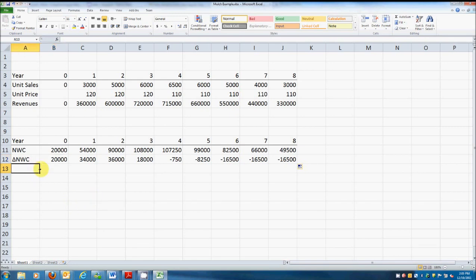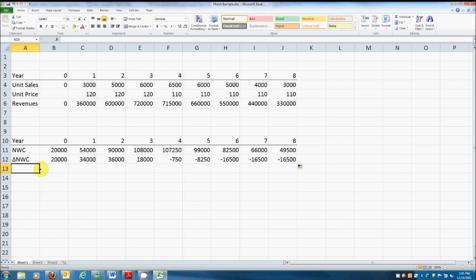Now here's the way I want you to think of net working capital. If the balance of net working capital goes up, then that's actually cash out of your pocket. Net working capital, think of it like a savings account. If you take money out of your pocket and put it into your savings account, the balance on your savings account goes up, but the balance in your pocket or cash goes down. If, on the other hand, you withdraw money from your savings account, the balance on your savings account goes down, but the balance in your pocket goes up. And so think of net working capital as a savings account.